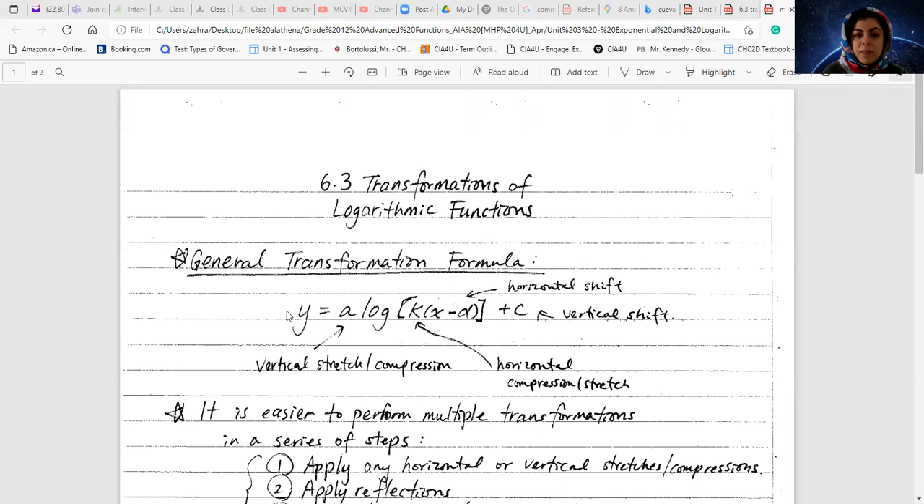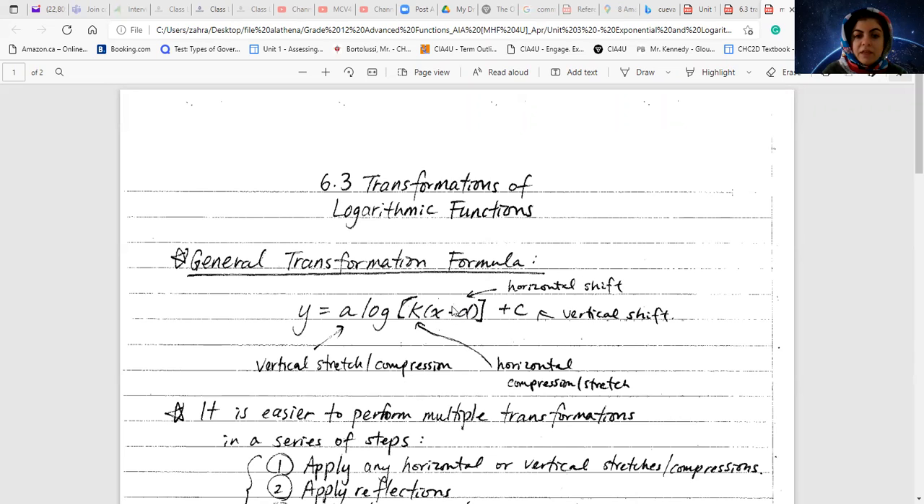c is up or down. When a is greater than 1, it is going to be a stretch. When less than 1, it is going to be compressed vertically. c is up and down. If this is positive, go up. If c is negative, go down. k, if k is bigger than 1, it's going to be compressed. Less than 1, a stretch.